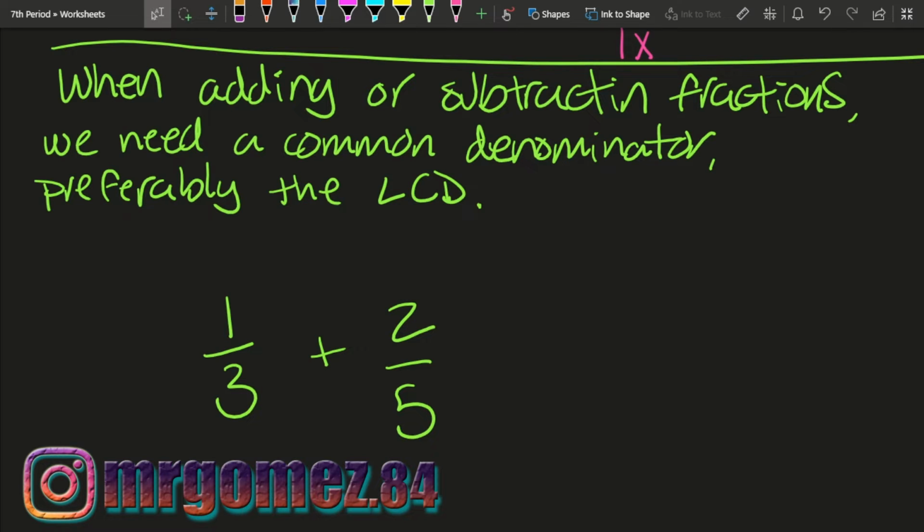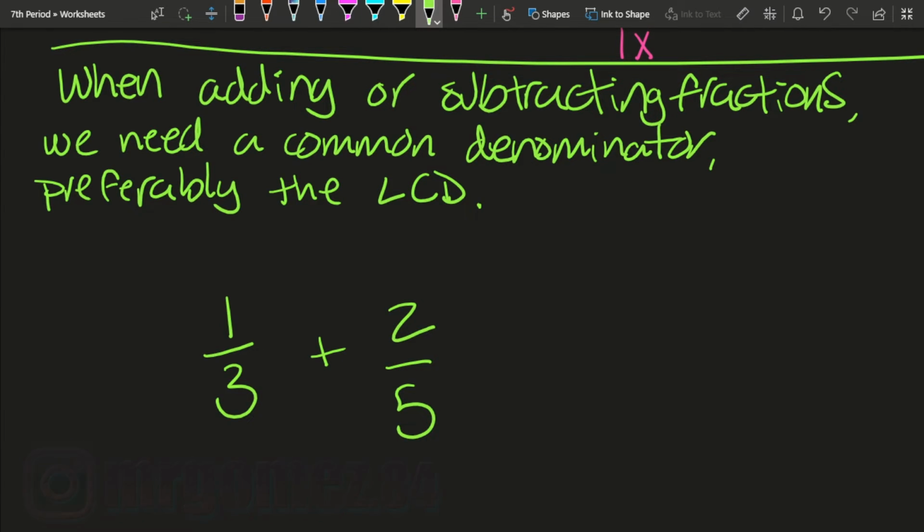And today, we're gonna know how to add and subtract fractions. Okay, so when adding or subtracting fractions, there's one thing that we need to have in order to proceed. And that thing is a common denominator. Preferably the LCD. Does anybody remember what LCD stands for?